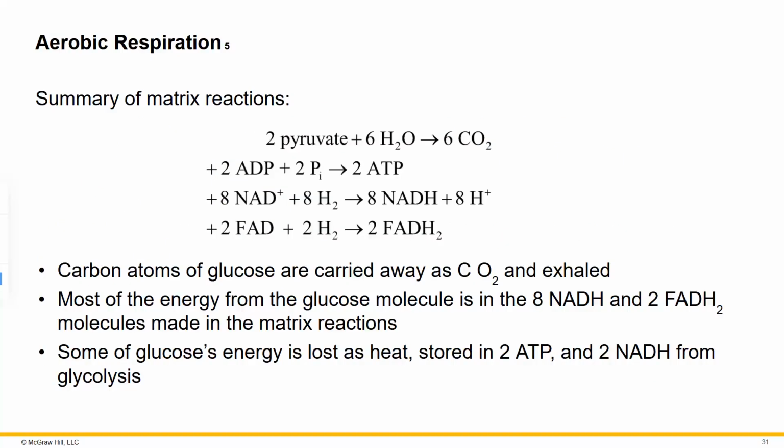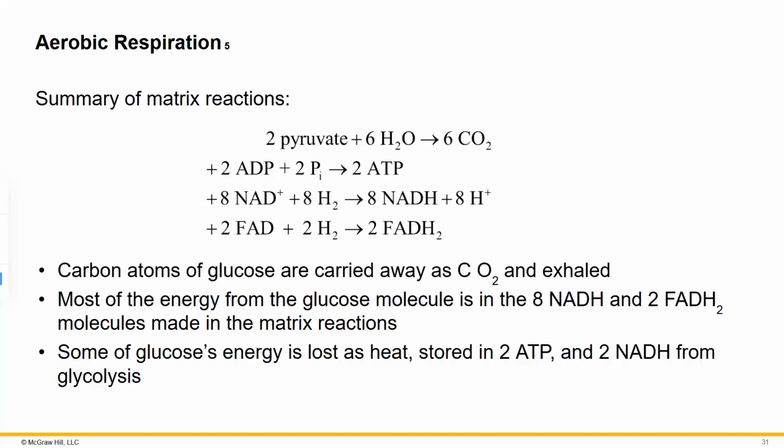So this is a summary of the matrix reactions. We end up with 2 ATP in the end of this. So we made 2 in glycolysis, now we made 2 in the Krebs cycle. Again, not enough to sustain life. We need 1 more additional step.